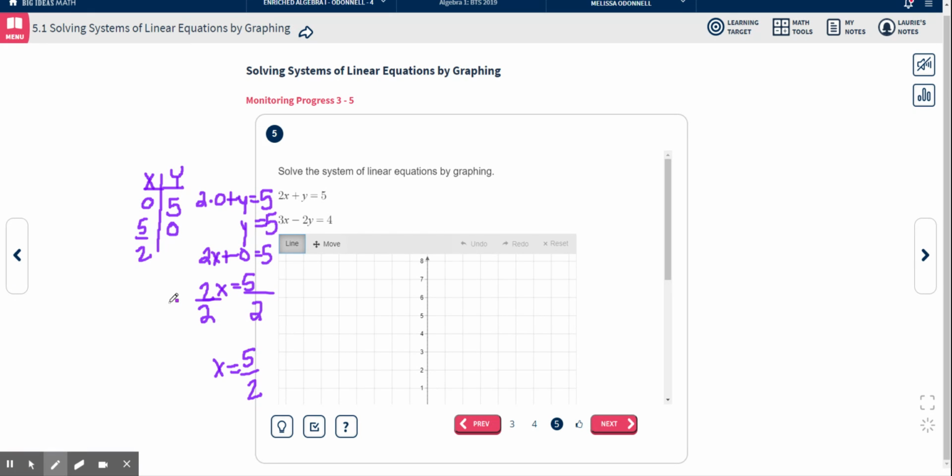5 halves is not necessarily the easiest point to plot, but you can do it, right? If you don't like that, you can always convert into slope-intercept form. That might even be easier for this problem. And then use your slope to help you plot your y-intercept, and use your slope to help you plot additional points. Once both lines are graphed, then you want to look for the intersection and that'll tell you your solution.